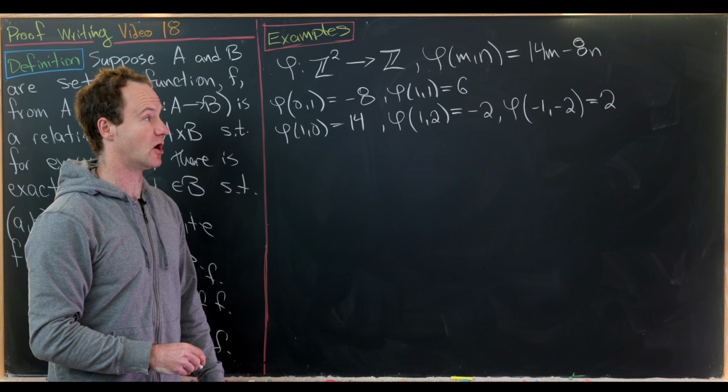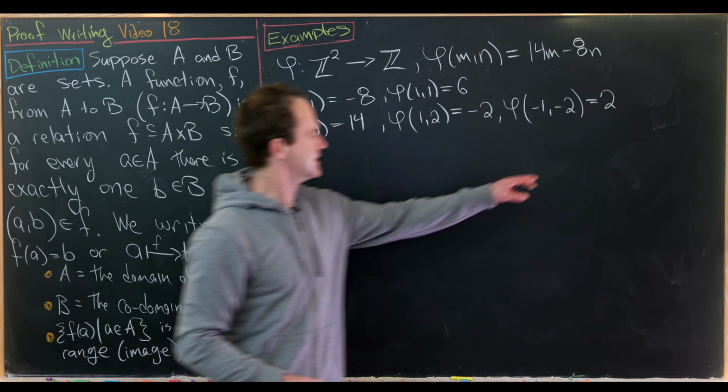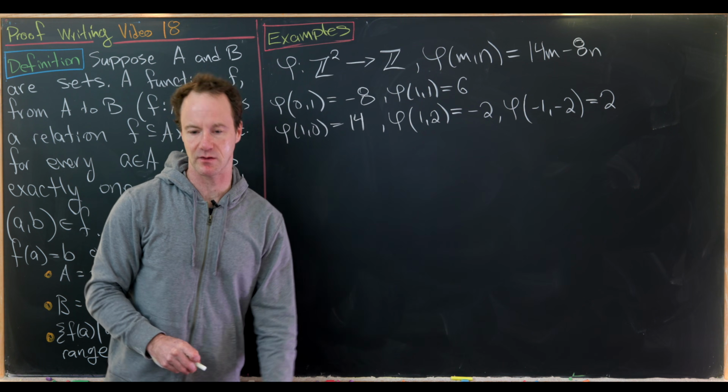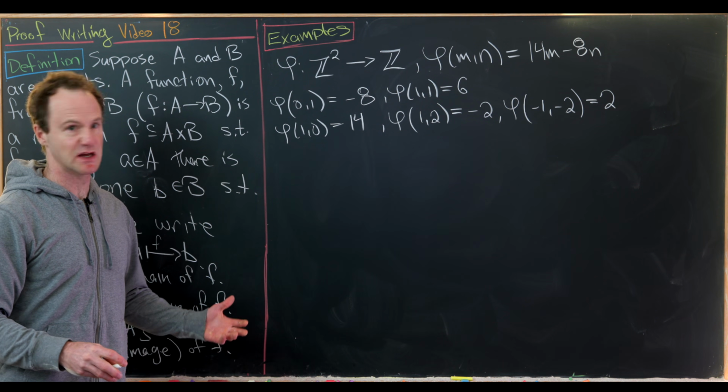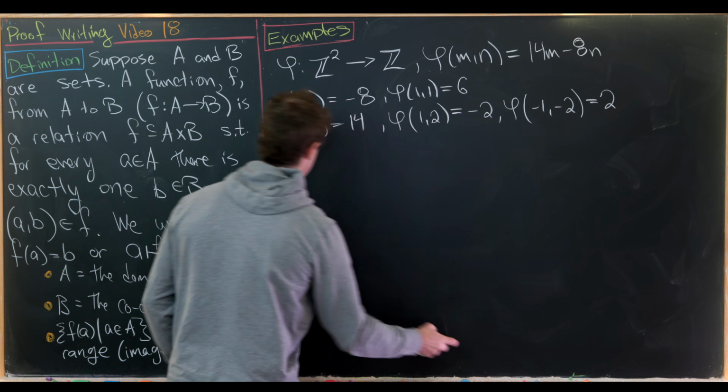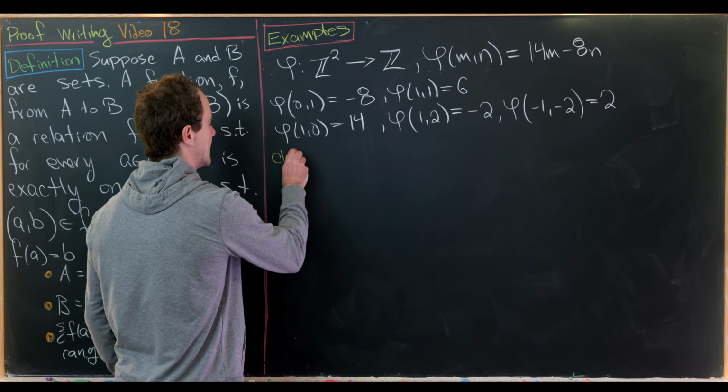Well, in fact, they're all even. And this is the smallest positive even number, and this is the smallest negative even number. So it seems like we're just getting all of the even integers. And that'll be what our claim is. And we will prove this claim.